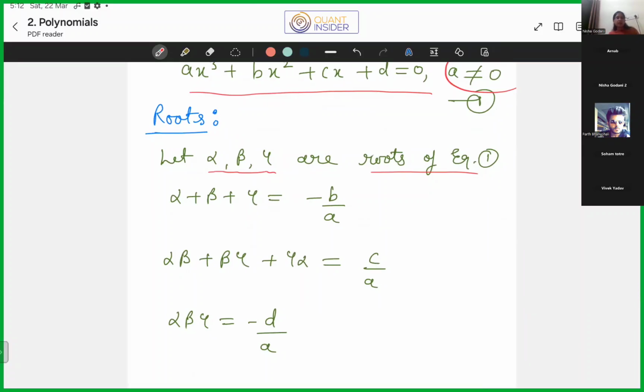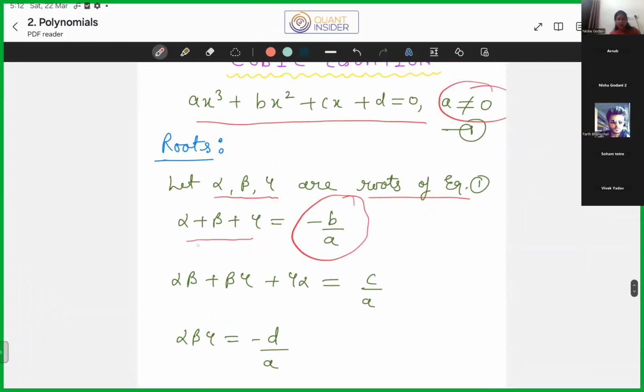In a quadratic equation, you have alpha plus beta. Here you have alpha plus beta plus gamma, the sum of all three roots, and it is equal to minus b upon a, like in the quadratic equation. Then in quadratic you have the product of two roots, alpha beta, as c by a.